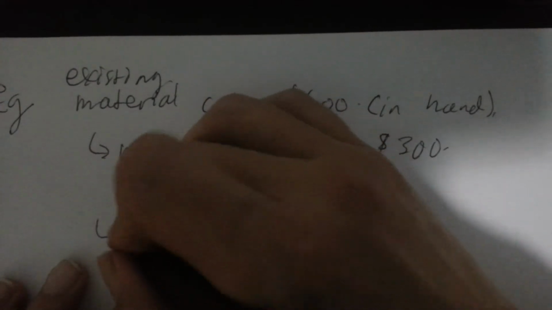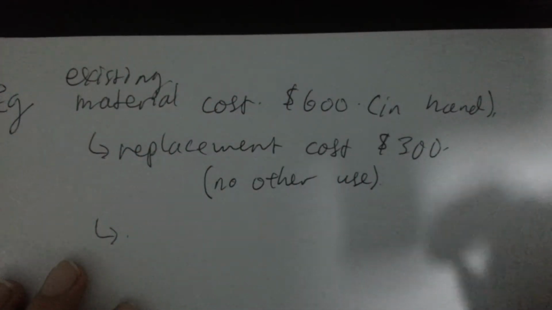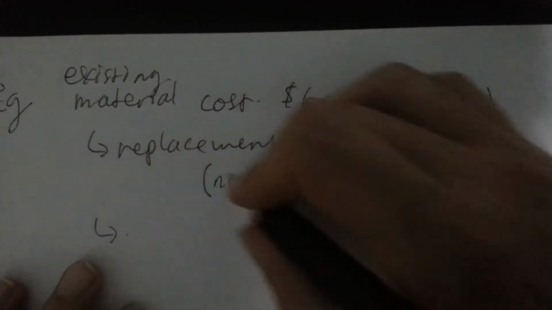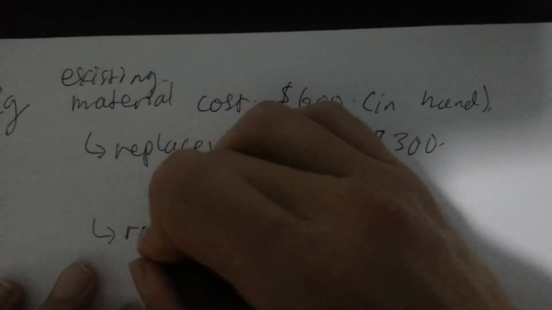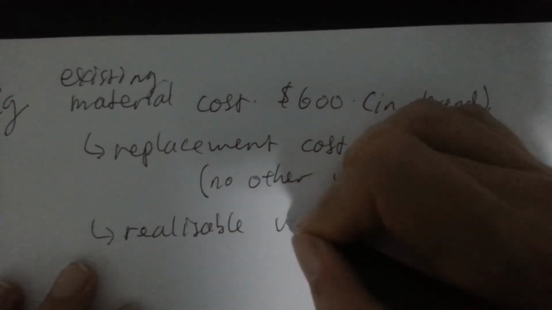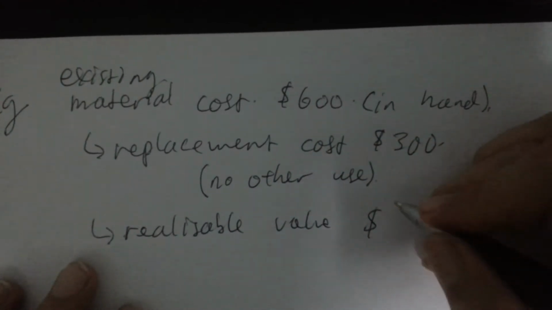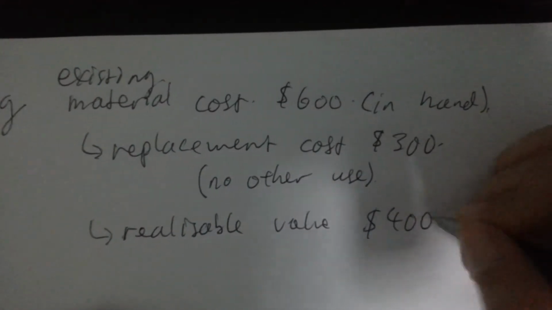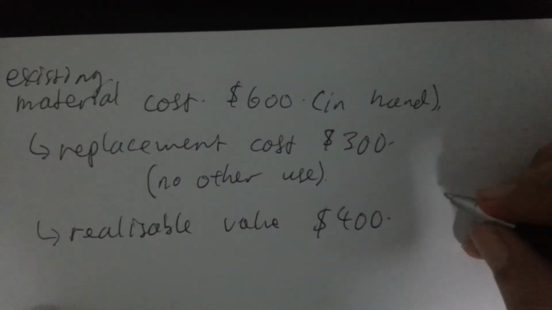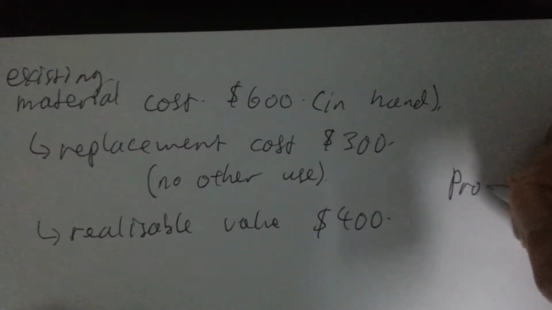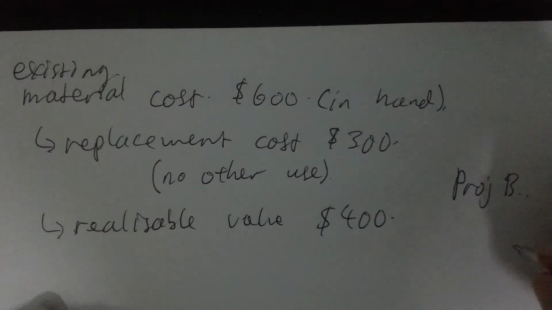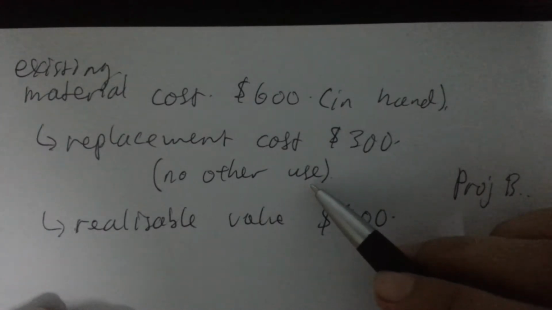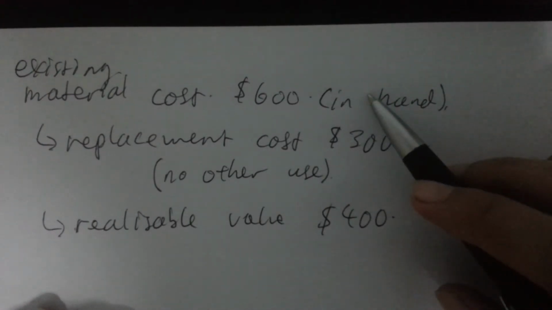Okay, however, now I'm going to add one more thing for you. Let's say now the situation is a bit different. That is, I'm going to tell you that the net realizable value, or you can say realizable value, is now, for example, 400. Okay, so now this customer came to you and asked you to help him perform this project B. In this case, note, I specifically mentioned that there is no other use for this material.